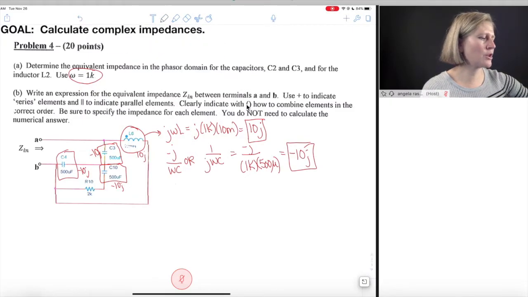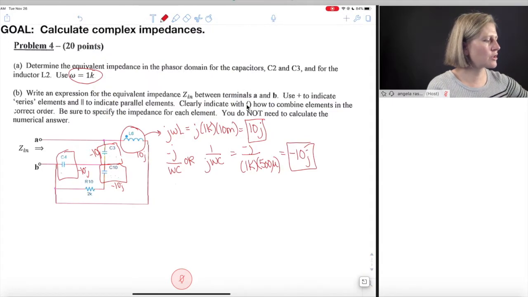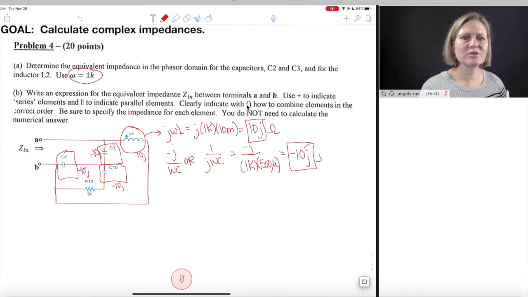So we no longer use the millihenries or the microfarads. We're going to use the minus 10J for each of these components. From there, we need to look at what is in series and parallel, because now everything is in ohms. So these are all in ohms. So now we can treat them as resistors and combine them accordingly.